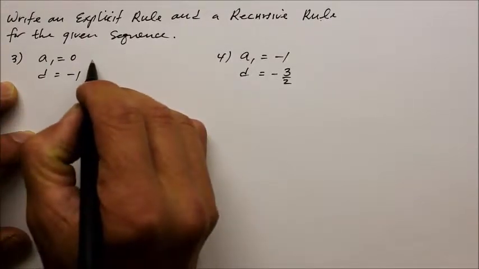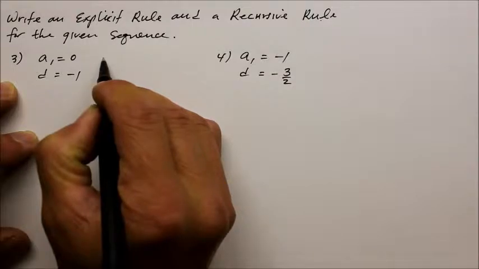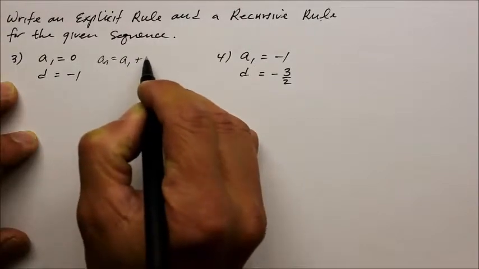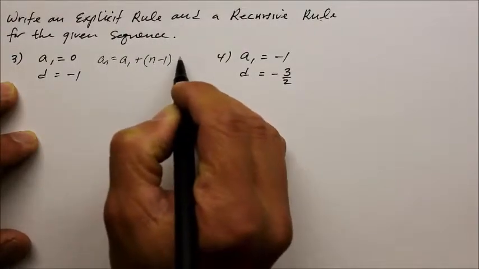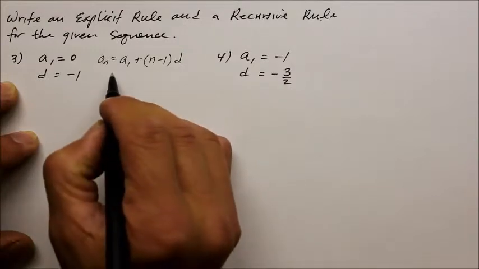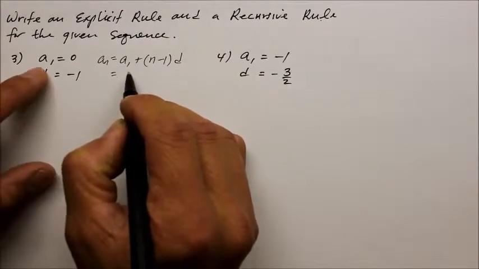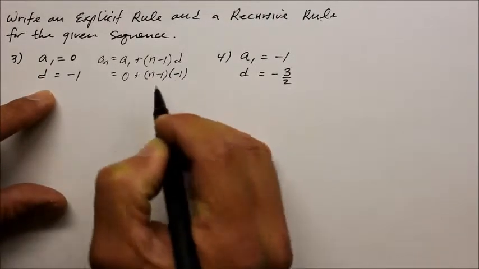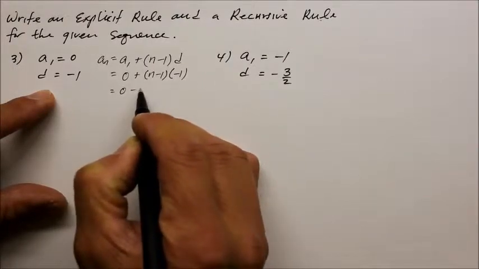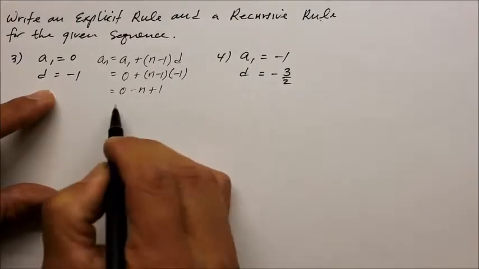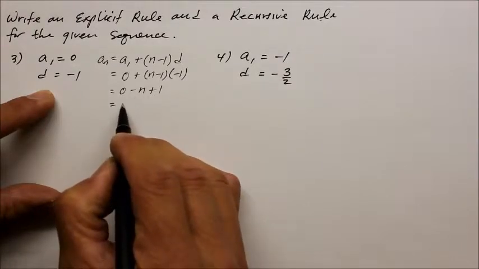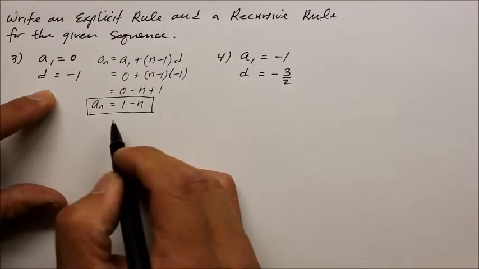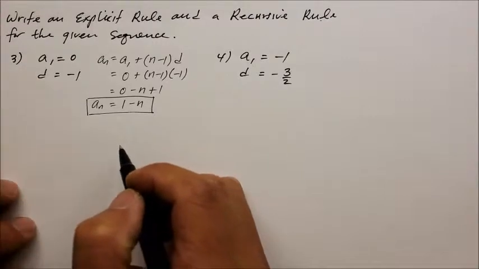So here we go. The explicit rule for the arithmetic sequence was given as a sub n is equal to the initial term a sub 1 plus n minus 1 times the common difference d. So in this case, the initial term is 0 plus n minus 1 times the common difference of negative 1. Evaluate, you get 0 minus n plus 1. Let's rearrange it using the commutative property. We simply say a sub n is equal to 1 minus n. And that's our general rule for this arithmetic sequence, given the initial term and the common difference. And that was the explicit rule.